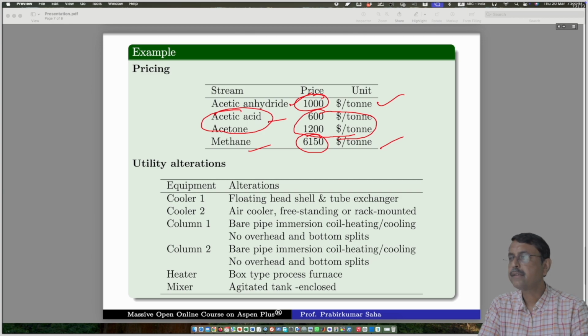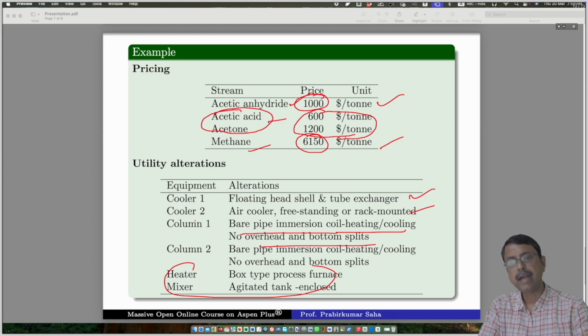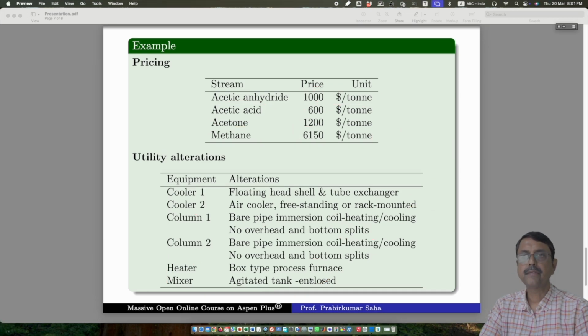And there are certain utility alterations that we have to perform. For cooler 1, we will use a floating head shell and tube. For cooler 2, we have to use an air cooler. For column 1, we will use bare pipe immersion coil heating, and there will be no overhead and bottom splits. The heater and mixer also will have some changes, which we will understand later while we solve the problem. So we shall open the Aspen Plus window and begin our solution.